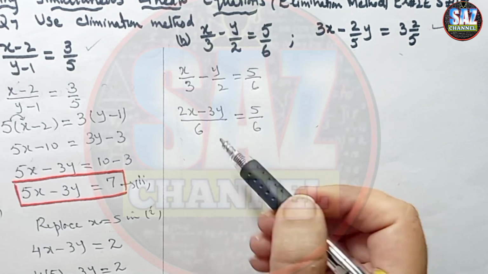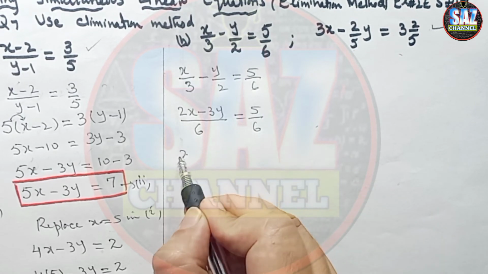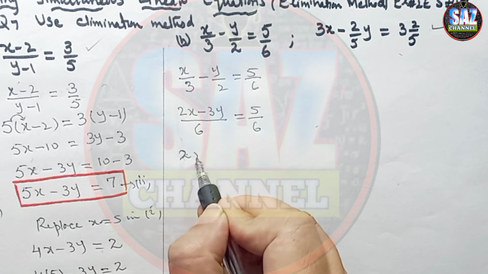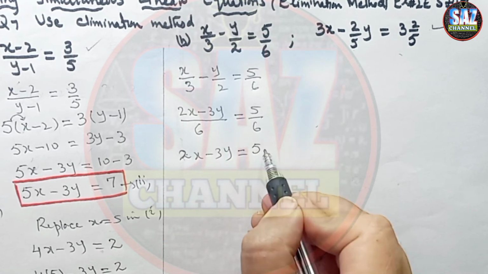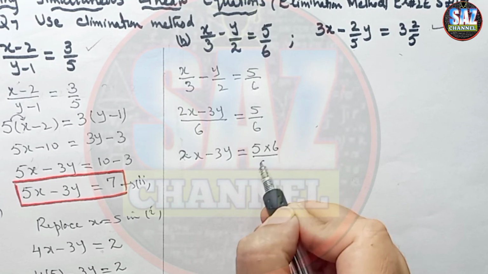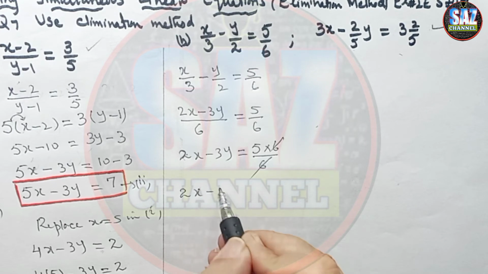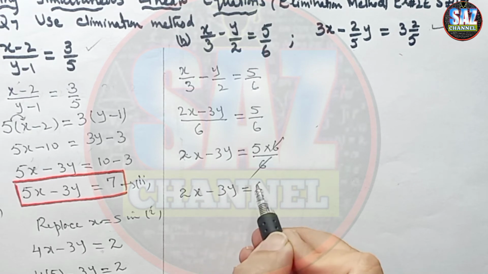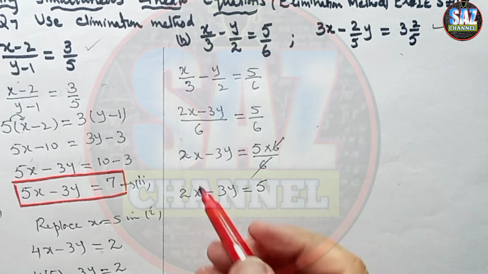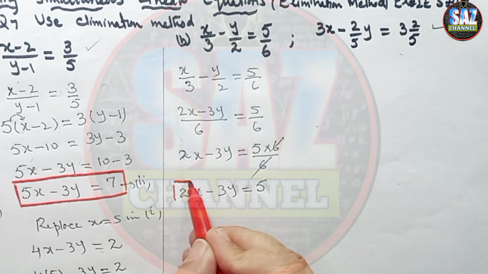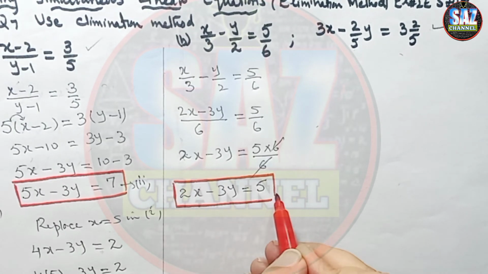Now what I can do is shift this 6 to the other side, and the equation will take the form 2x minus 3y equals 5 multiplied by 6 upon 6. This 6 will go, and the equation will take the form 2x minus 3y equals 5. Really easy question. You should just have command on the basic concepts of maths, then these questions will not be difficult at all. And let me box the equation.